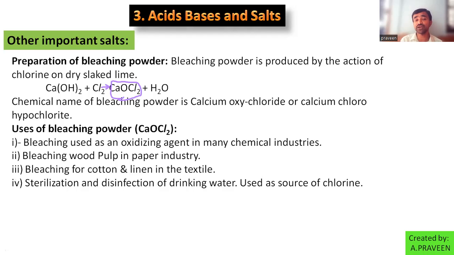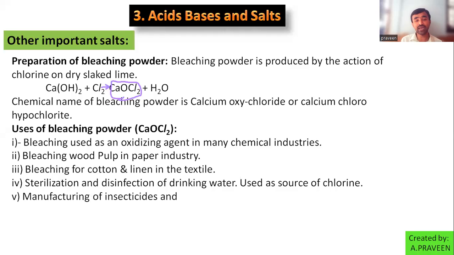For what reason are we using it? Because it has chlorine content. It can supply chlorine gas. So chlorine gas is used for disinfecting drinking water. That is the reason to add bleaching powder into the water. Chlorine gas can kill the invisible living organisms present in the water, right? So that is the importance.